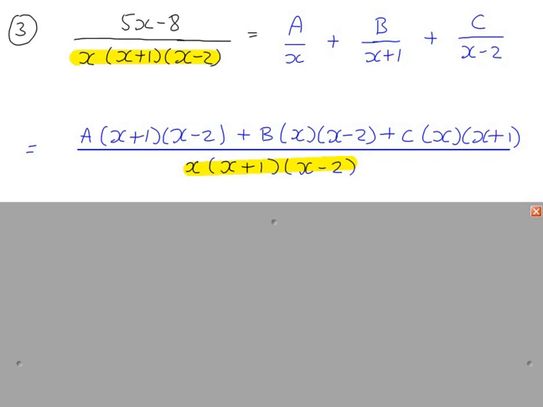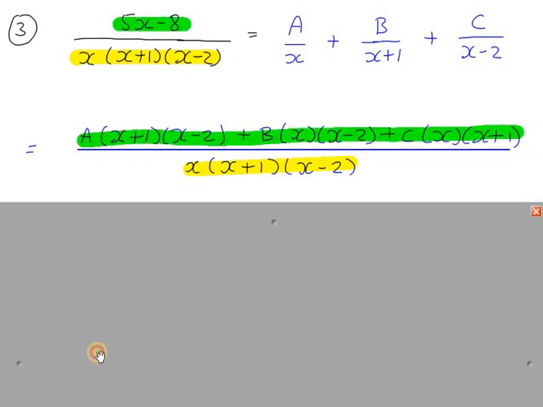So now we have the same denominator on each side, which means this numerator must be equal to this numerator, because we have an equation with one fraction on each side. If the denominators are the same, the numerators must also be the same.